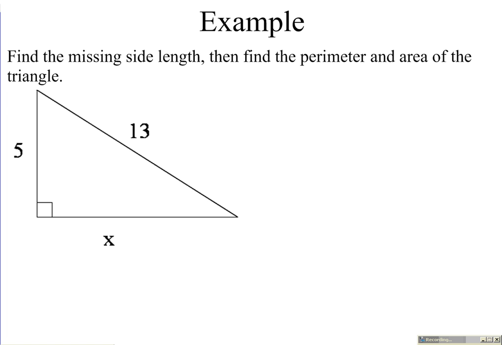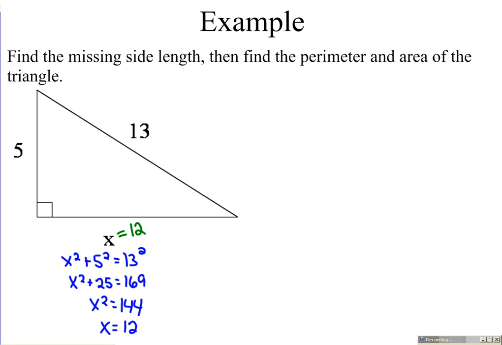Looking at this example, find the missing side length, then find the perimeter and area of the triangle. Well, let's find the missing side first. Need to know that in order to find the perimeter or area. This is a right triangle, so we can use the Pythagorean theorem. Leg squared plus leg squared equals hypotenuse squared. Plug all this into your calculator and simplify. x squared plus 25 equals 169. x squared equals 144. Take the square root, and x has to be 12. So this bottom side here, x, is 12 units.